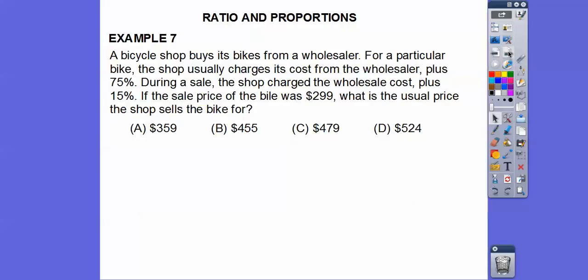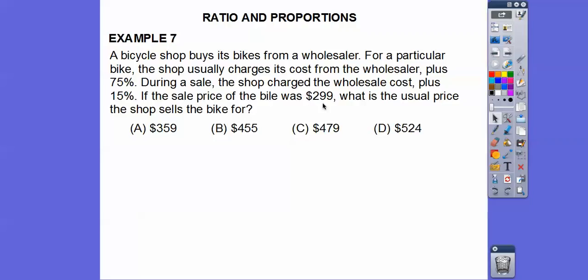Okay. All right, a bicycle shop buys its bikes from a wholesaler. For a particular bike, the shop usually charges its cost from the wholesaler plus a 75% markup. During a sale, though, the shop charged the wholesale cost plus a 15% markup. So the sale price of the bike, which only has the 15% markup, is $299. What's the price that they usually sell it for?